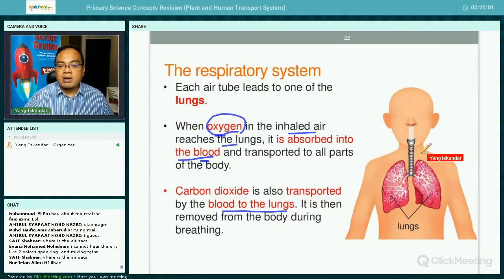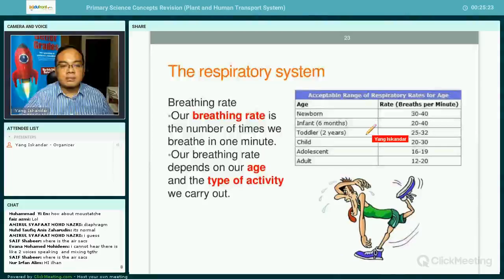So likewise here, the oxygen is taken in through the lungs and transported in the circulatory system through the blood. Later on, we will learn more about the circulatory system, how the oxygen goes around our body. And then the carbon dioxide goes back to the lungs, and we breathe out the carbon dioxide through the nose.